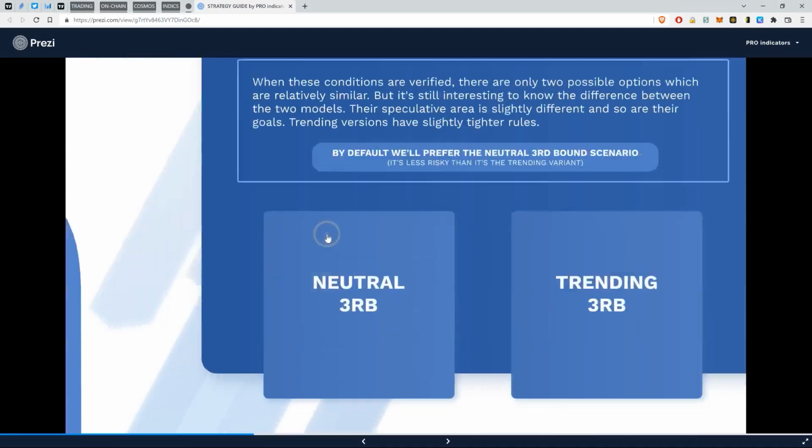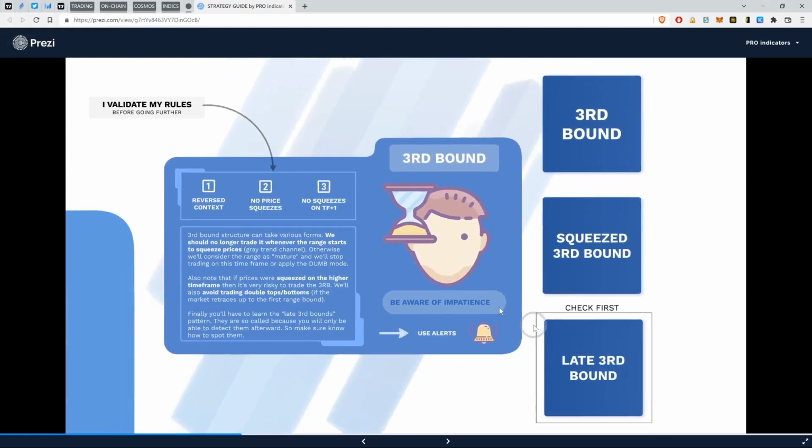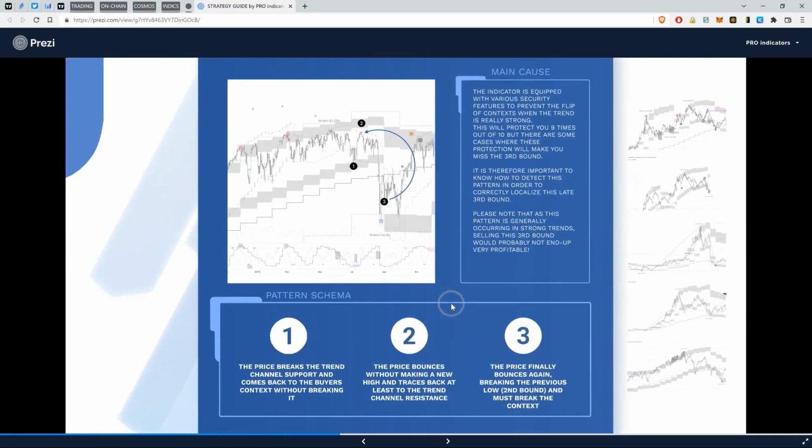Okay, so the variant has a little bit more technical requirements to reduce the risk than the neutral version. Both can work, and you kind of have to learn these. Okay, it's not that complicated. It might sound like a lot of information to process at first glimpse, but don't get me wrong, it is pretty simple, and the more you practice, the better you'll get at this. And of course, you're going to make sure that you're not in a late third range bound first. This pattern isn't that complicated.